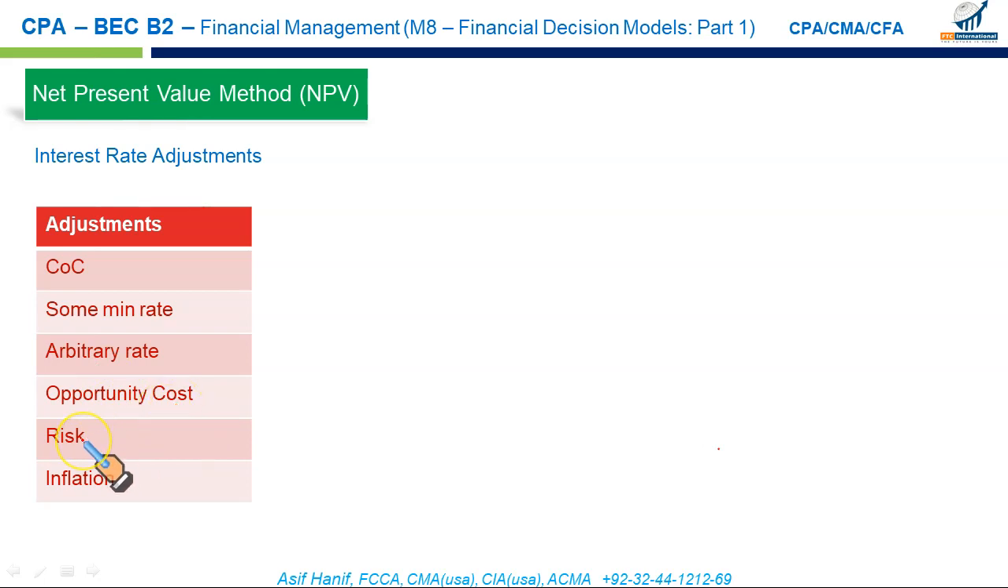We can embed some risk in our interest rate. If the project is risky, we will revise our discount rate upwards. If the project has less risk than our comparative projects, then we may reduce the desired rate. And also remember, we need to factor in inflation as well.